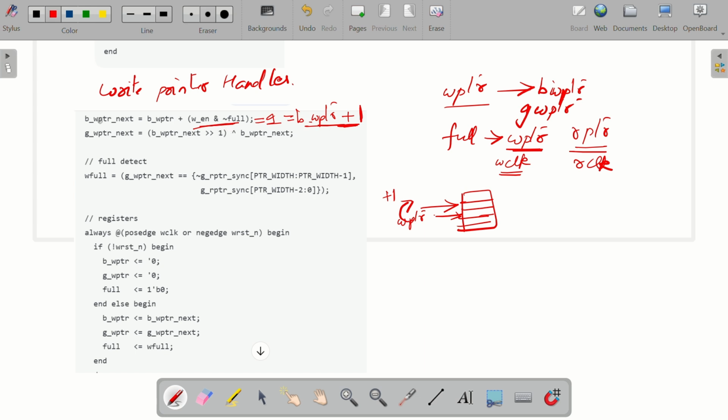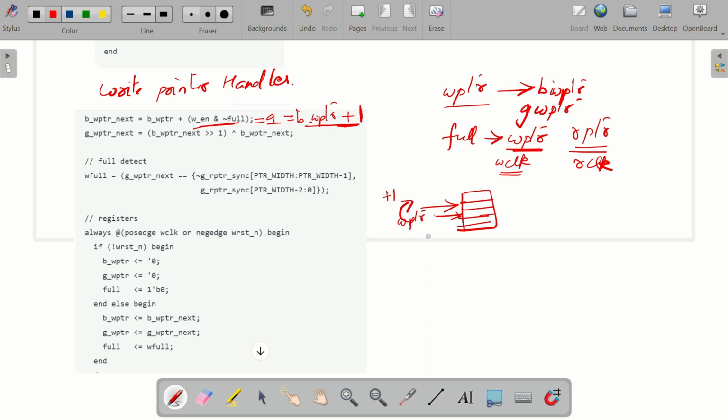Now we will understand how the conversion from binary to gray coding is done. We have seen why we are moving with gray coding: the bit change between consecutive numbers is minimum in gray coding. We have discussed this previously. Now how do I convert binary to gray code? You right shift by 1 and then you XOR with the existing binary write pointer.